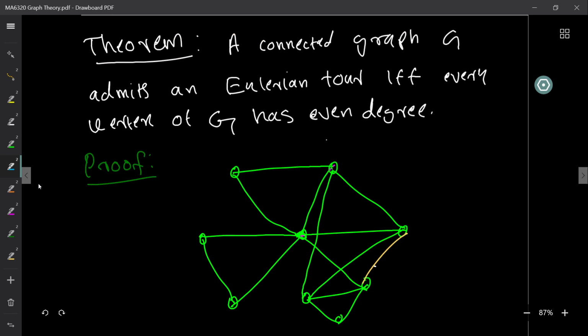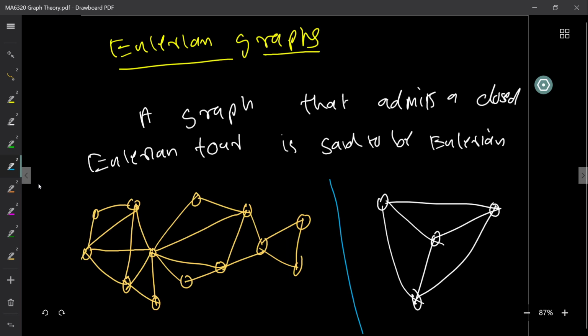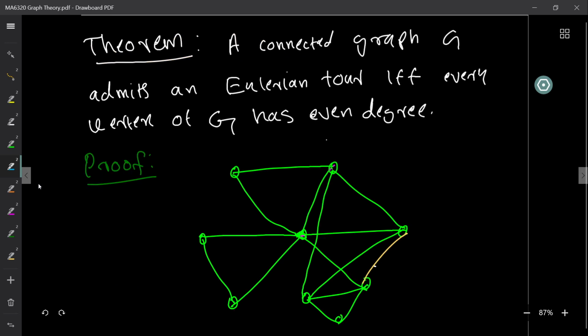Now, here is a very nice theorem. The theorem says that a connected graph G admits an Eulerian tour if and only if every vertex of this graph has even degree. So a connected graph is Eulerian if and only if every vertex has even degree. If you look at the previous page, you will see that in the graph on the left side every vertex is of even degree, and the graph on the right side has vertices of odd degree.